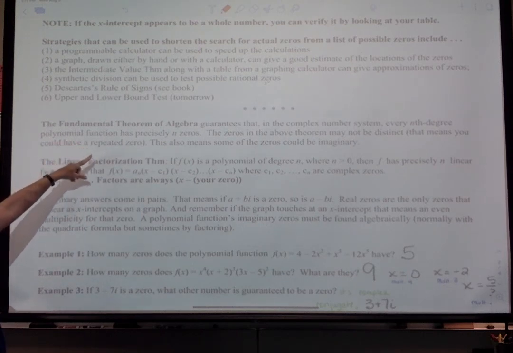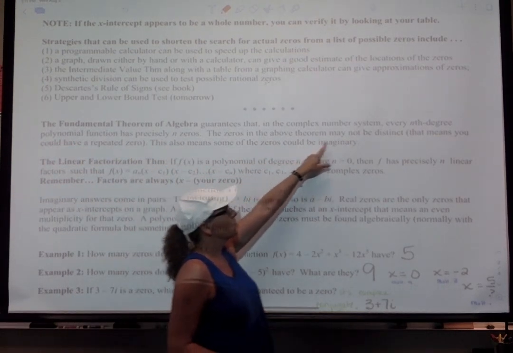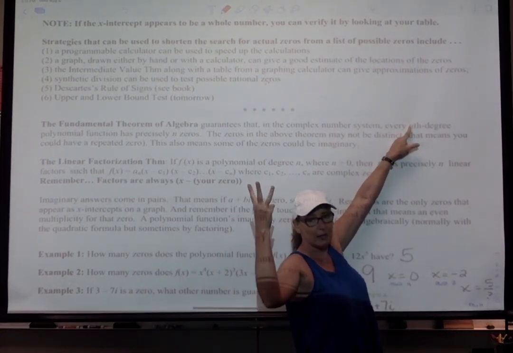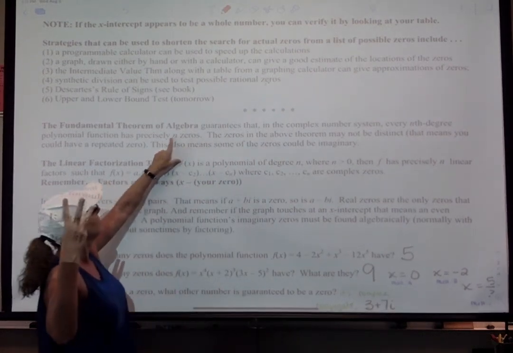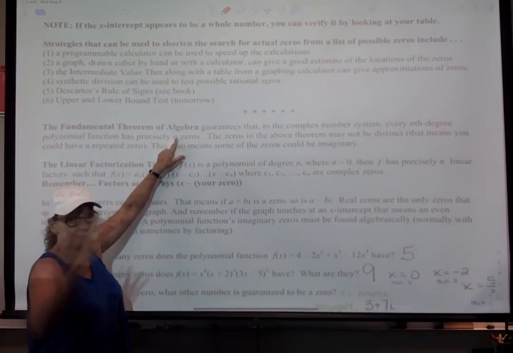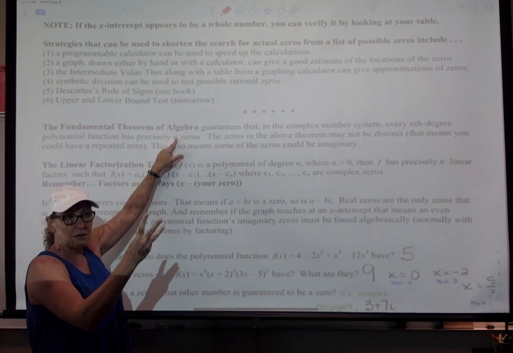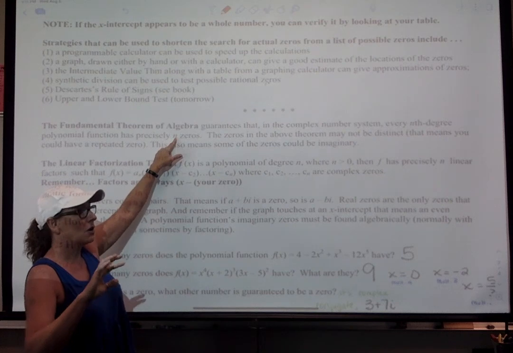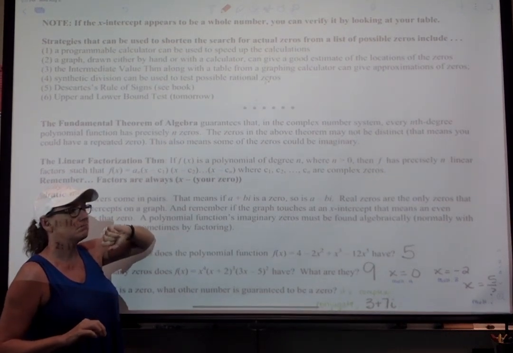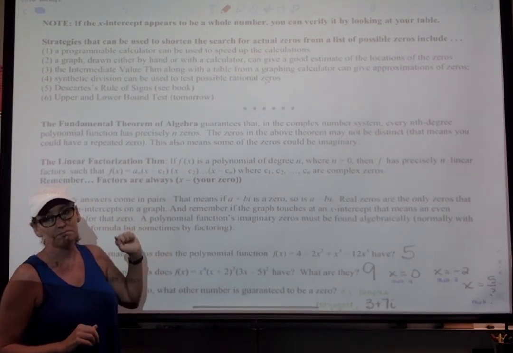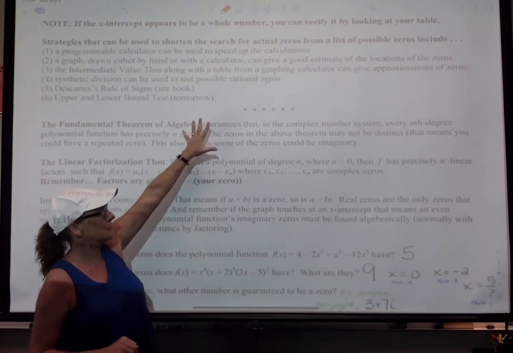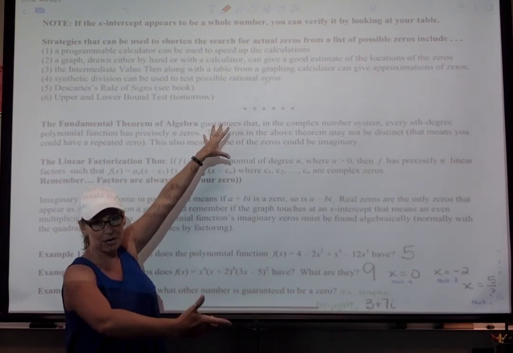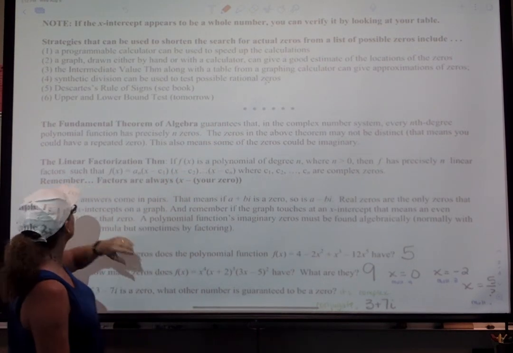Fundamental theorem of algebra. So this is your guarantee, whatever your degree is. If you've got a cubic, you're guaranteed to have 3 zeros. They might repeat, so they might all look the same, or some of them might be imaginary. If you've got a 5th degree, you're going to have 5 zeros. They may repeat, some of them may be imaginary, but you're going to have 5. Okay?